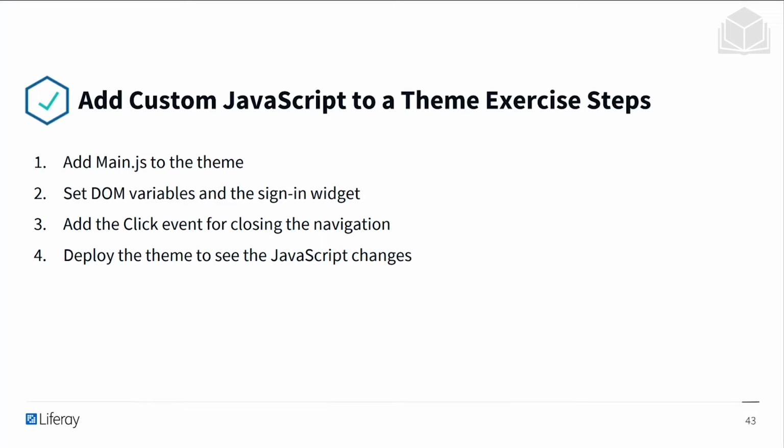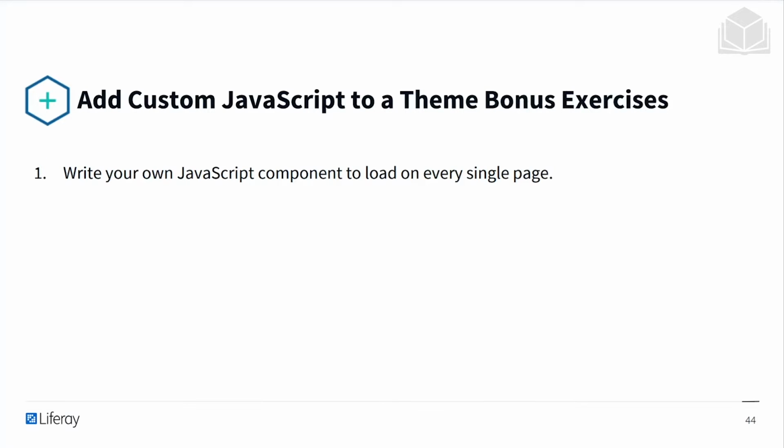So here are the steps that we'll be taking in this exercise. First, we'll add main.js to the theme. We'll then set DOM variables and the sign-in widget. We'll add the click event for closing the navigation, and then we'll deploy the theme to see JavaScript changes. After this exercise, there will be one bonus exercise that I won't be going through, but that you can try for yourself. And this would be to write your own JavaScript component to load on every single page. And with this, let's get into the exercise.